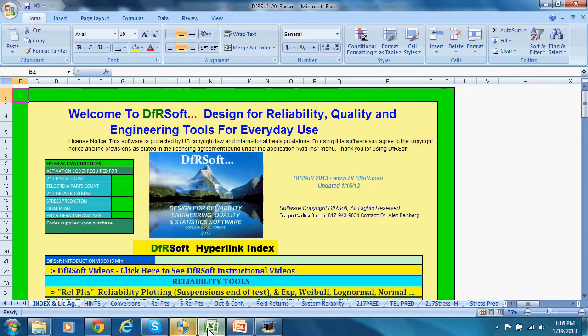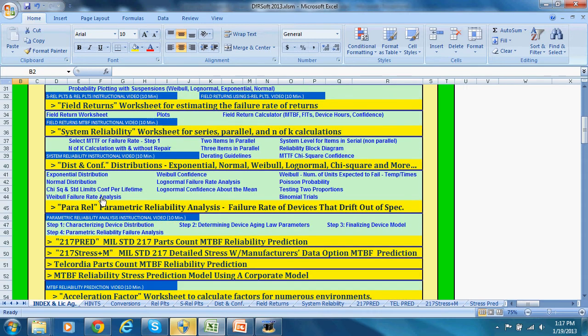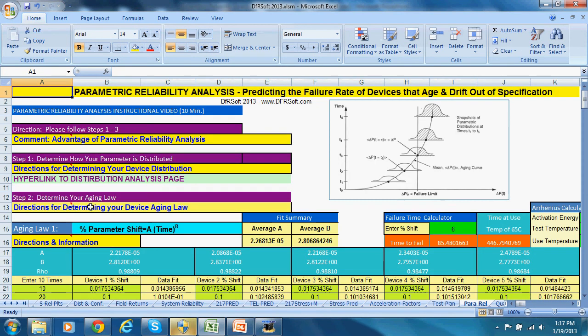Let's go over to DFRSoft and see how we do parametric reliability analysis. You can download our trial copy, or if you have DFRSoft, you just scroll down to the 2013 version. It's not in the 2012 version. You can click over to your parametric reliability section, and here we are. There's about a 4 or 5 step process.